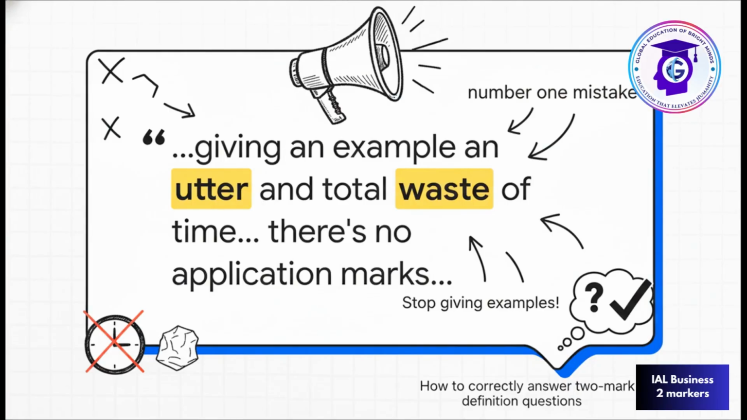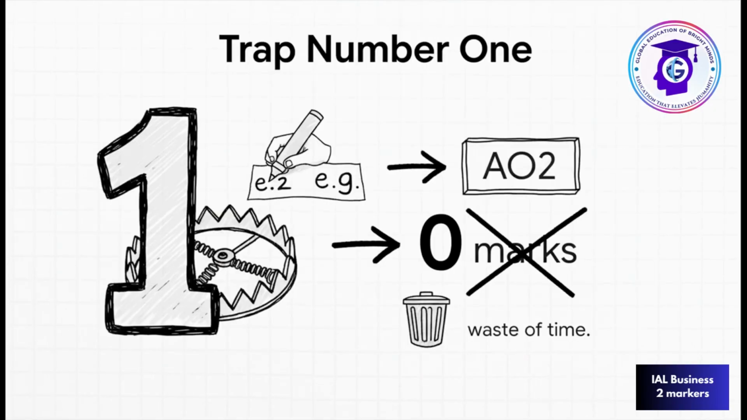And this points us directly to the single biggest mistake students make. And here it is, trap number 1. Giving an example, especially one you've pulled from a case study, will score you 0 marks. Why? Well, because giving an example is what they call application, or AO2. And as we just saw, there are no AO2 marks up for grabs in a define question. So it's a complete and utter waste of your time and your brain power.